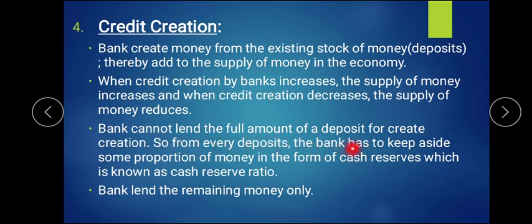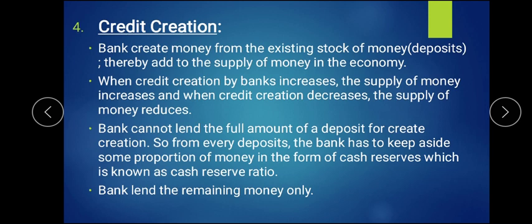For every deposit, the bank has to keep aside a certain proportion of money, and it should be in the form of cash only. This is known as the cash reserve ratio. Suppose you have deposited 1 lakh and the CRR, the cash reserve ratio, is 10%. So 10,000 is kept aside and 90,000 is used to create loans.